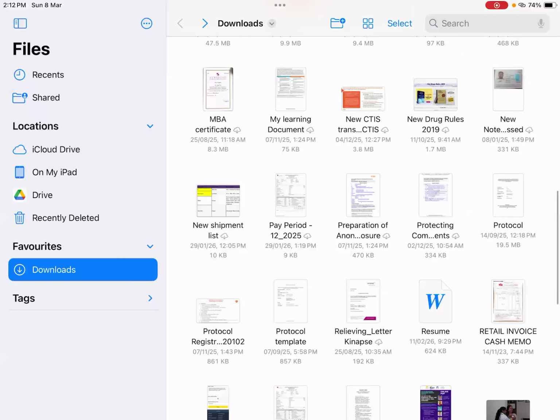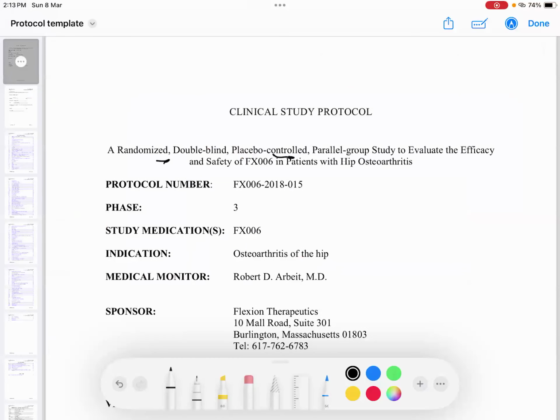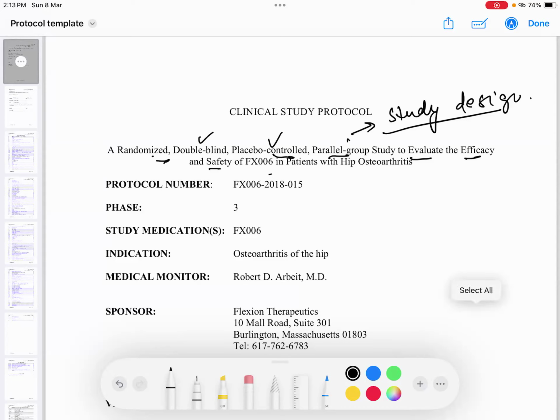First of all, look at the title, the one that I am underlining. The title tells you about the study design. Look at it: randomized, that means the trial is randomized, double blind, placebo controlled, parallel group, study to evaluate efficacy and safety of this in this. This is telling you about the study design. These are our guidelines, that the title should tell you about the study design. Then it is a phase 3 trial.